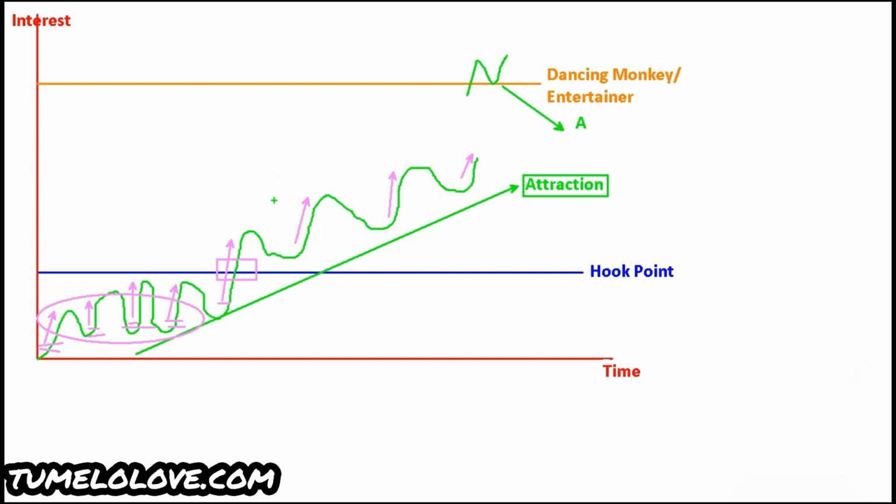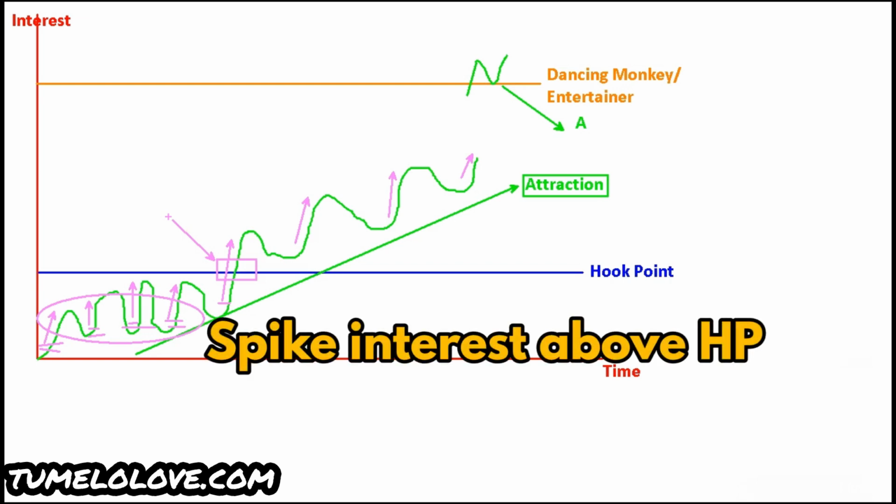Okay, the goal here is, and this is very important, you want to spike her interest enough that it's past the hook point. Okay, your spikes of interest must stay above the hook point. But it must be enough that it's not too much seen as a dancing monkey, but enough to be past the hook point.